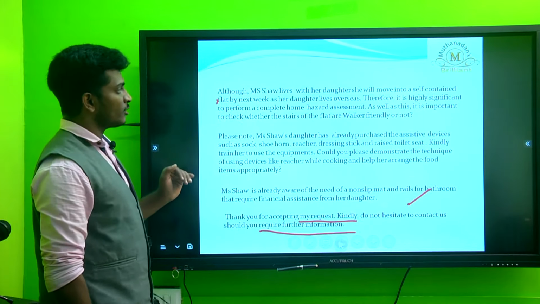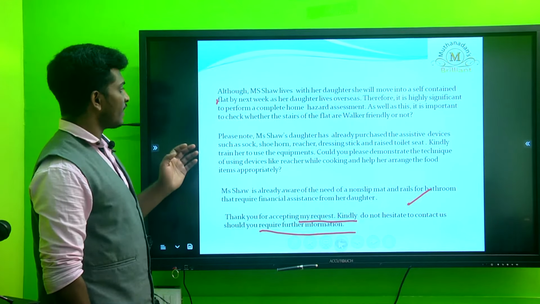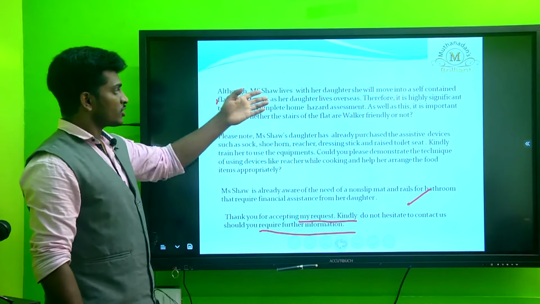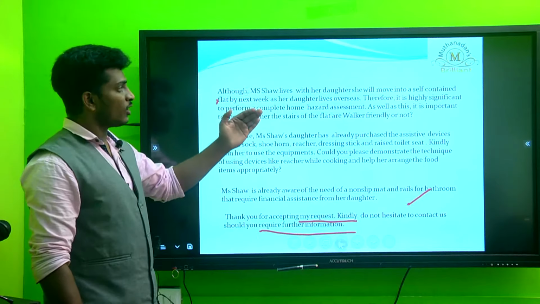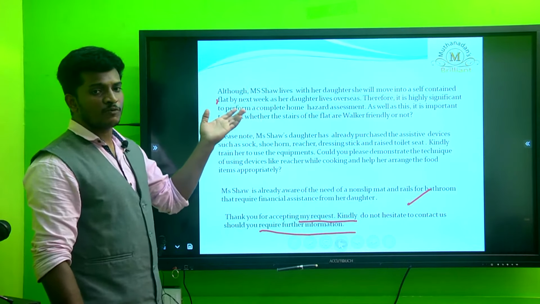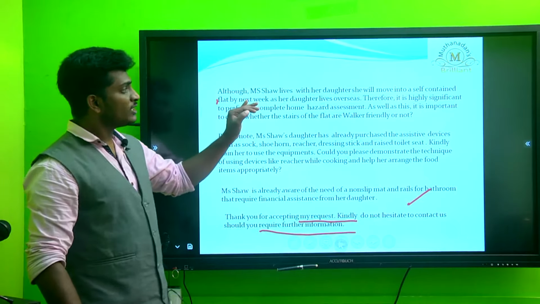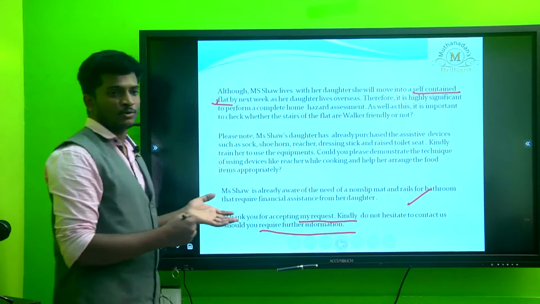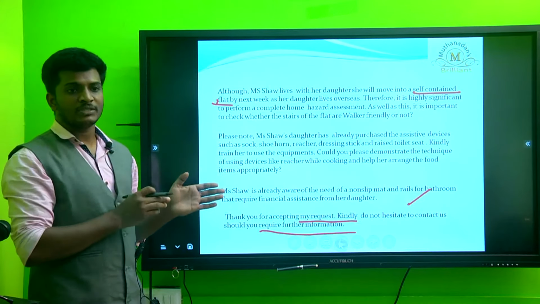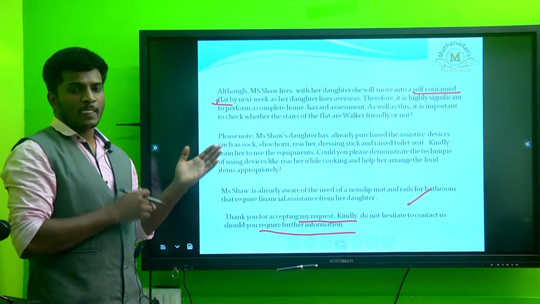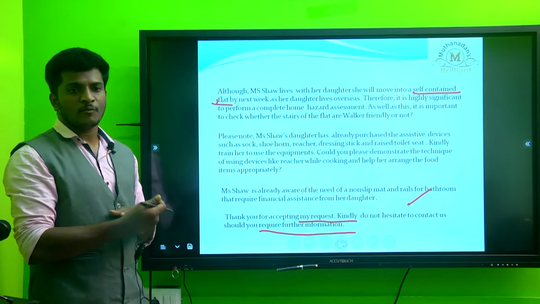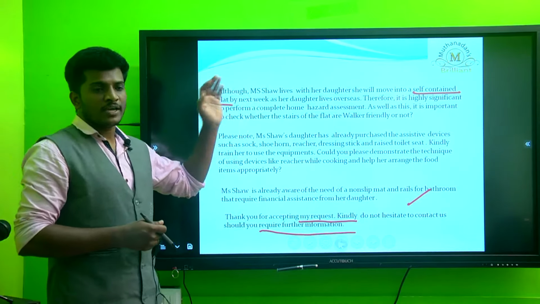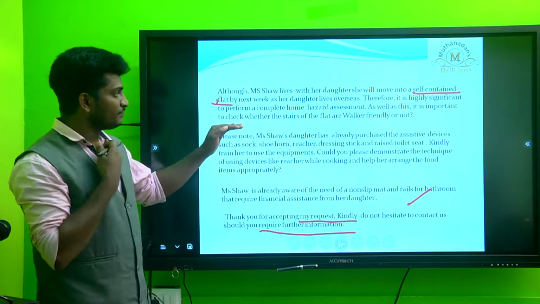Although Miss Shah lives with her daughter, she will move into a self-contained flat by next week as her daughter lives overseas. Since her daughter lives overseas, she will move to a self-contained flat. Note this point, you will have to include this self-contained flat because she is going to be all alone, and the occupational therapist's help is very much needed to help her perform her daily living activities with her limitations. I hope you understand why we need to include social information for the occupational therapist.